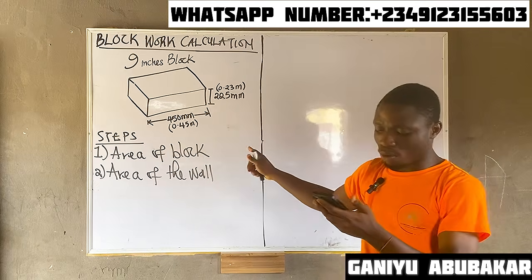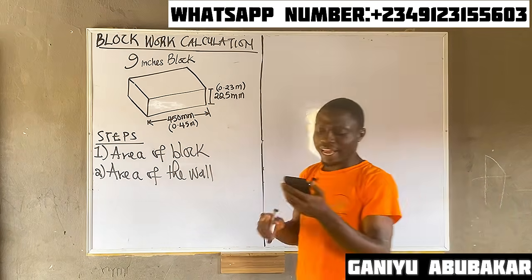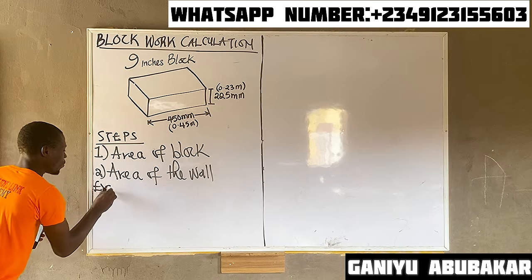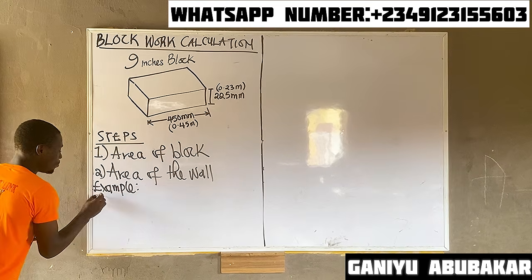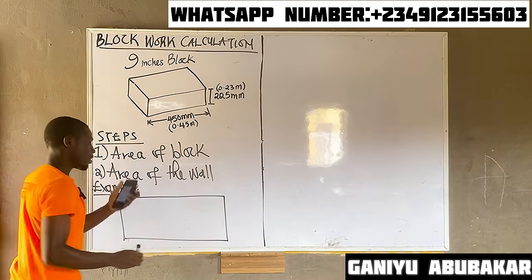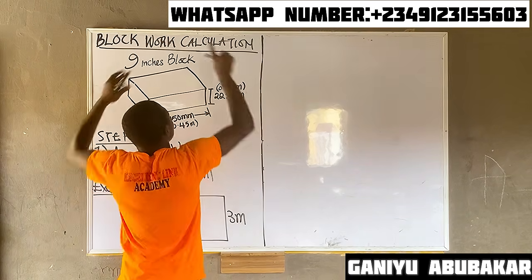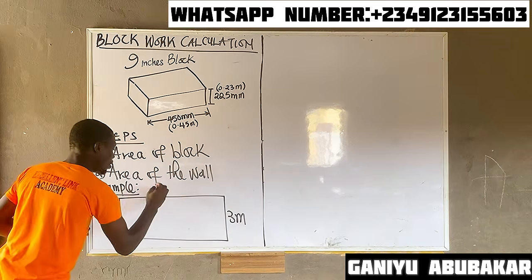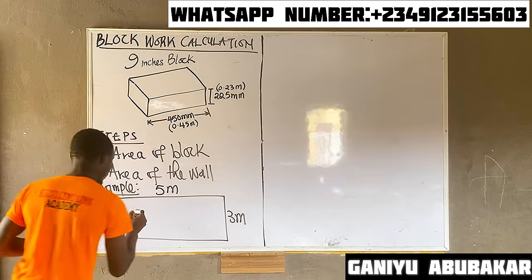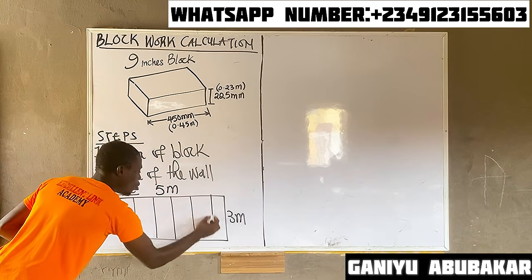To understand this very well, let's take a look at an example wall. Let's say I have a wall. The height of the wall is 3 meters, while the length of this wall is, let's say, 5 meters, for instance. Right? This is a wall here. So I want to get the number of blocks I will need on this wall.